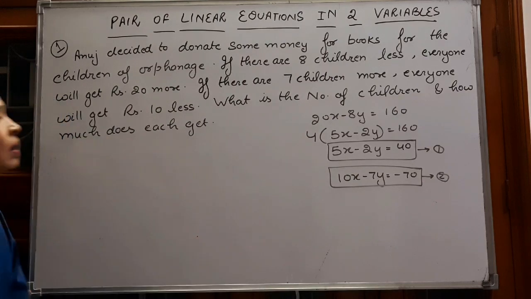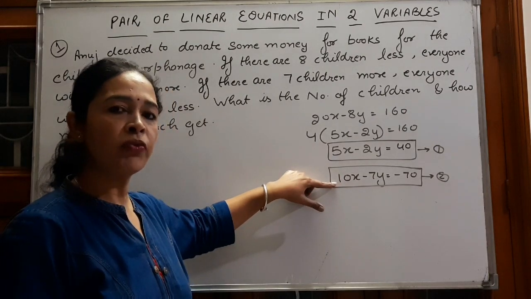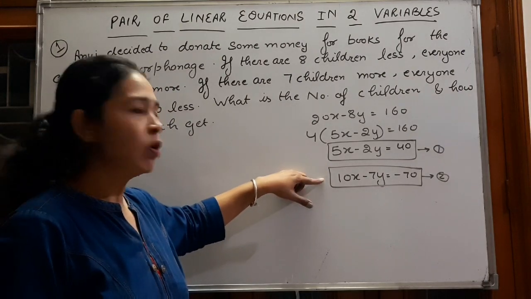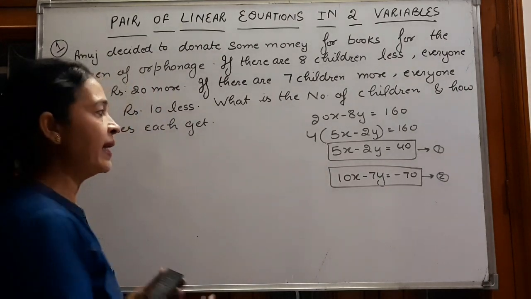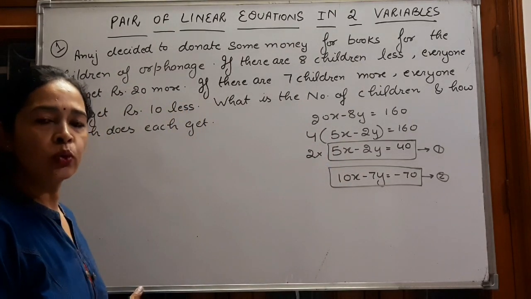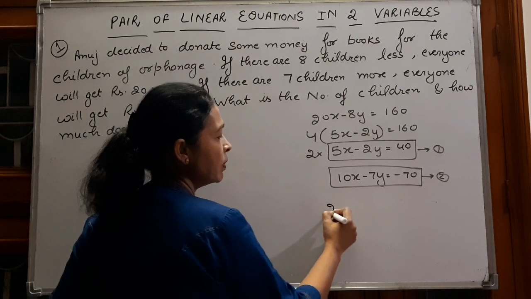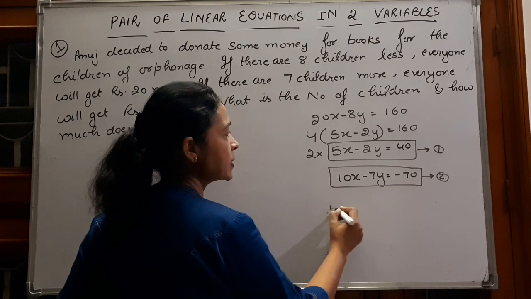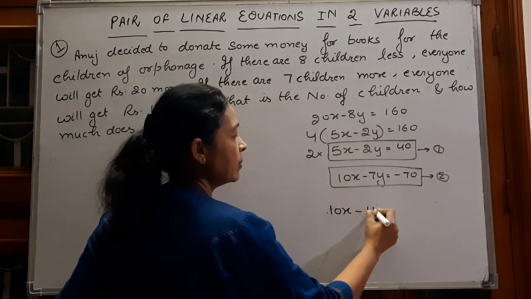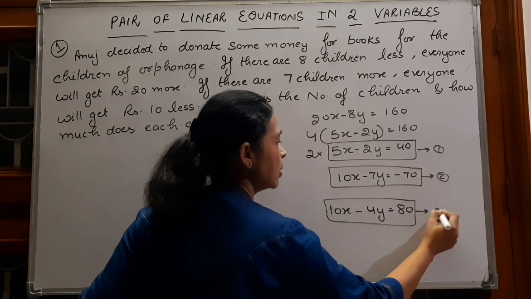Now bachche, in our equation 1, the coefficient of X is 5 and in equation 2, the coefficient of X is 10. We have to equate the coefficients of X so that we can eliminate X to get the value of Y. If we multiply equation 1 with 2, we will get the coefficient 10. On multiplying it with 2, we will get 5 into 2, 10X. We will multiply the whole equation with 2. 2 into minus 2Y, minus 4Y equals 80. Let this be equation 3.